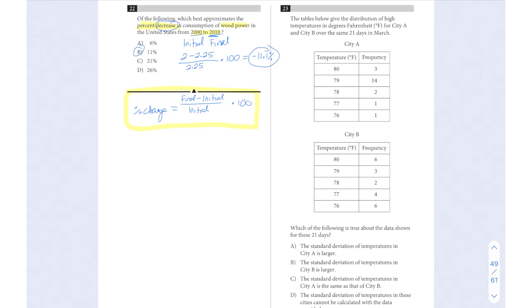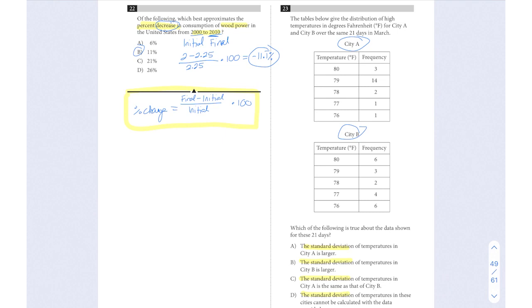And we are taking a look at question 23 here in section 4 of SAT Practice Test 4. So here we see these two tables, and it says in the question, the tables below give the distribution of high temperatures in degrees Fahrenheit for city A and city B over the same 21 days in March. And so we see here city A, city B. And the question asks, which of the following is true about the data shown for these 21 days?